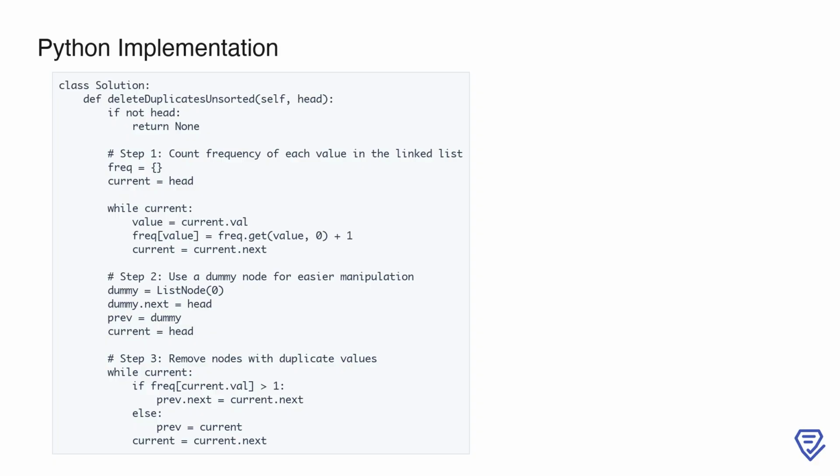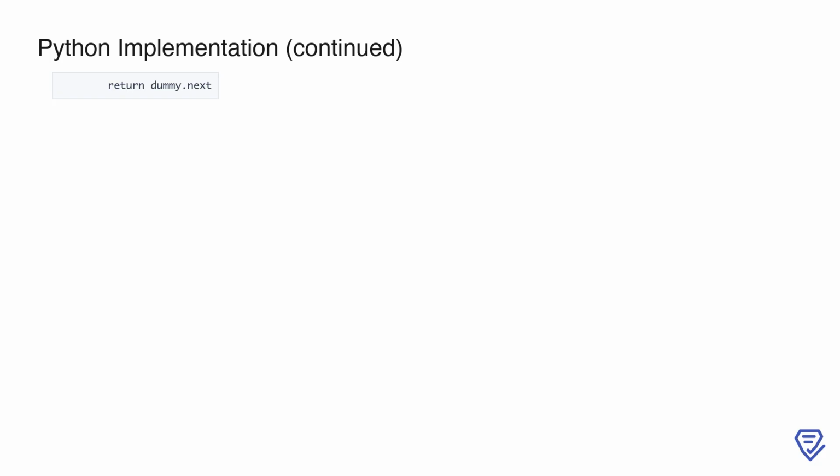Otherwise, we simply move the previous pointer forward to the current node. In either case, we advance the current pointer to continue processing the list. Finally, after we've processed all the nodes in the list, we return dummy.next. This ensures that the result starts from the head of the modified list, skipping the dummy node. By this point, all nodes with duplicate values have been removed, and the original structure of the linked list has been preserved for the nodes that remain.